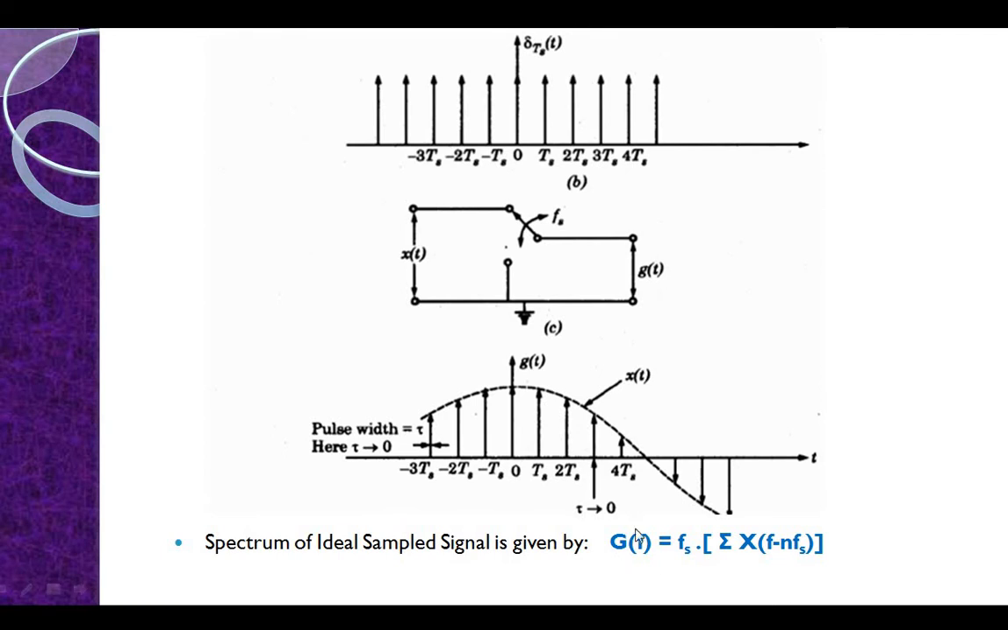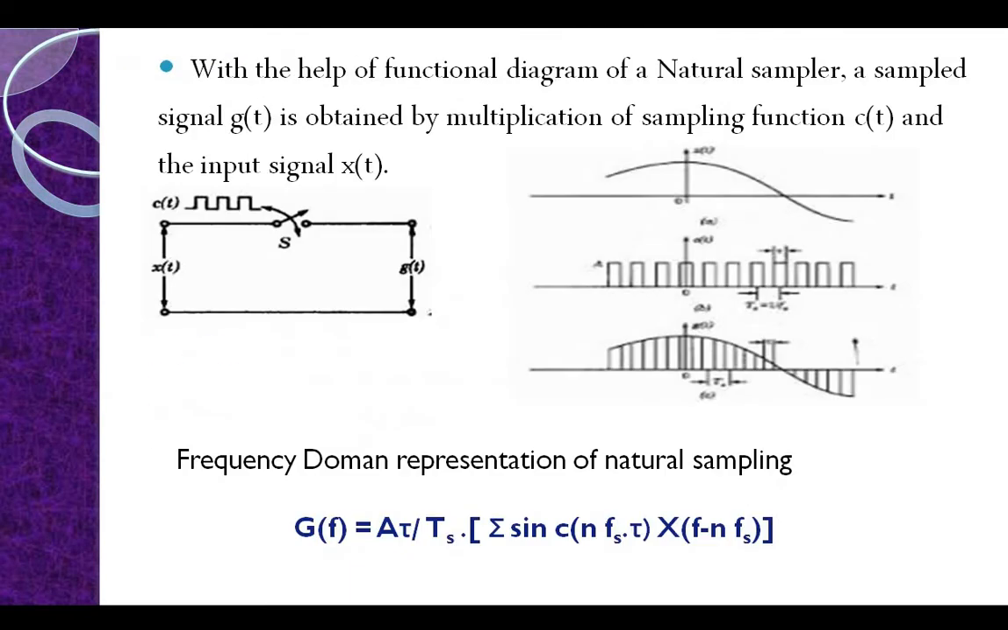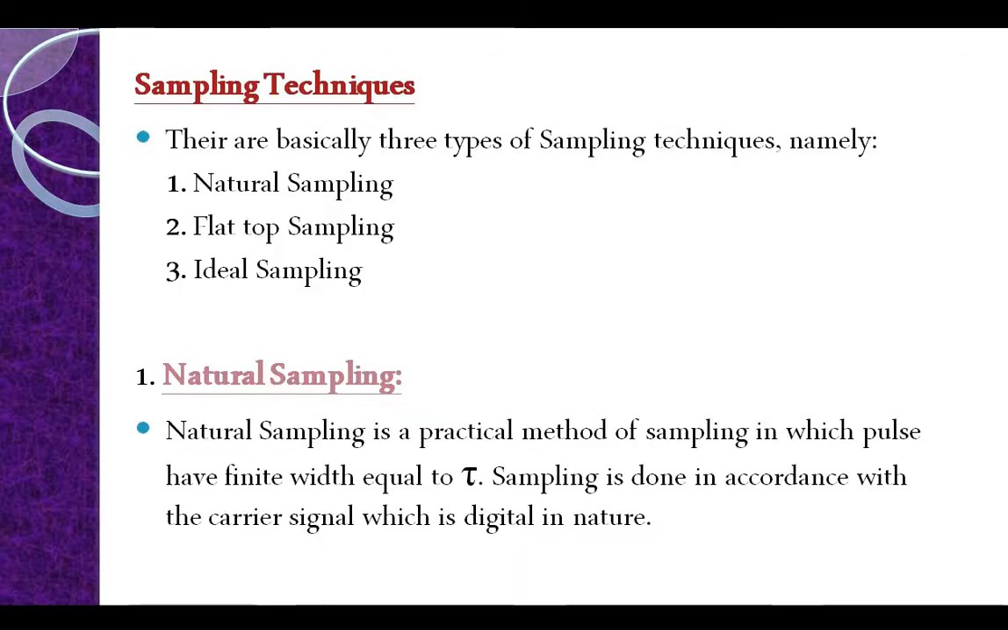That is the frequency spectrum of your ideal sampled signal. G of s is equal to fs into summation n equals minus infinity to infinity of capital X of f minus n fs, where f is the total frequency and fs is your sampling rate. Now go back and see the flat natural sampling.